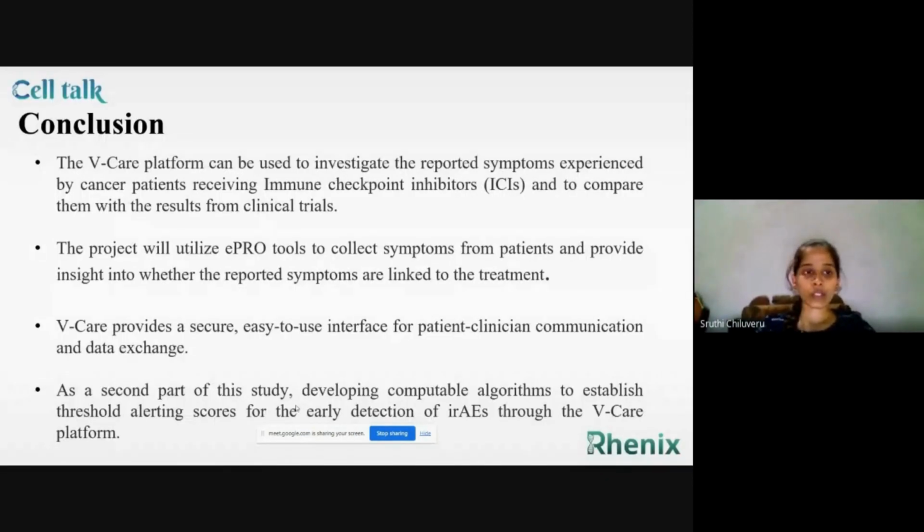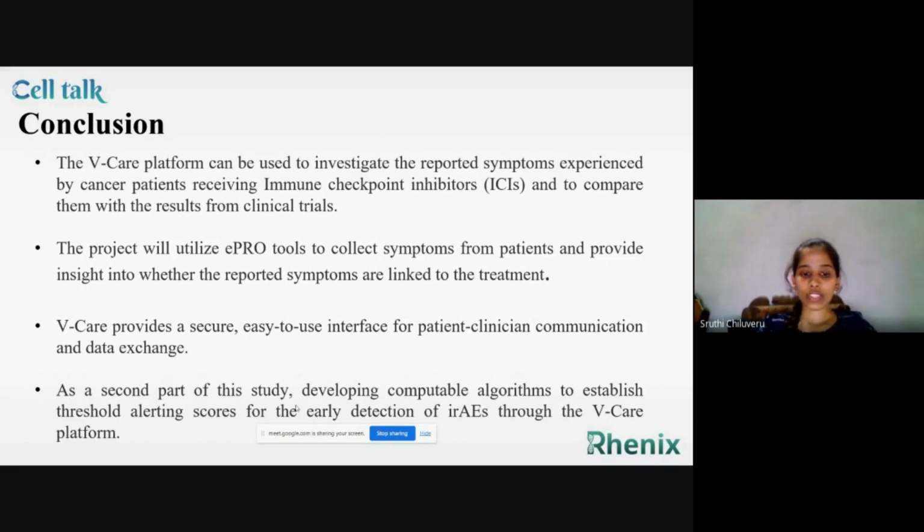When it comes to the conclusion, the WeCare platform can be used to investigate the reported symptoms experienced by cancer patients who are receiving immune checkpoint inhibitors and to compare them with the results from clinical trials. The project will utilize ePRO tools, that is, electronic patient-reported outcome tools, to collect symptoms from patients and provide insights into whether the reported symptoms are linked to the treatment. And also, WeCare provides a secure, easy to use interface for patient-clinician communication and data exchange.